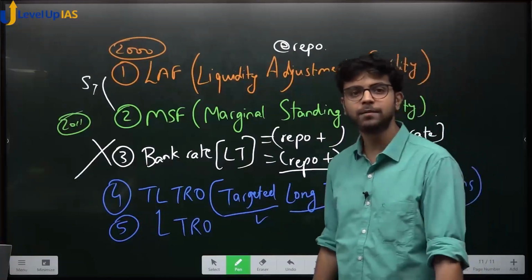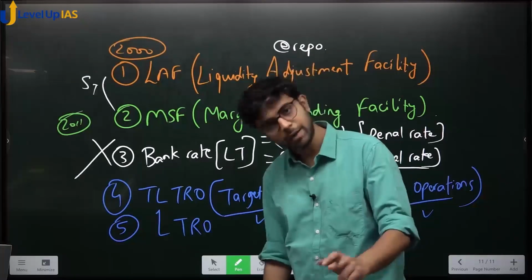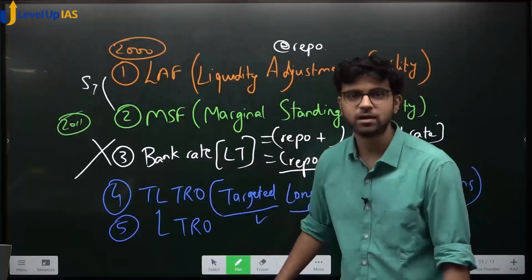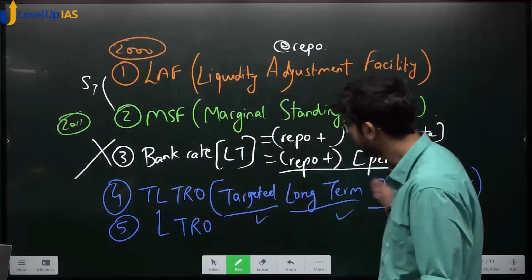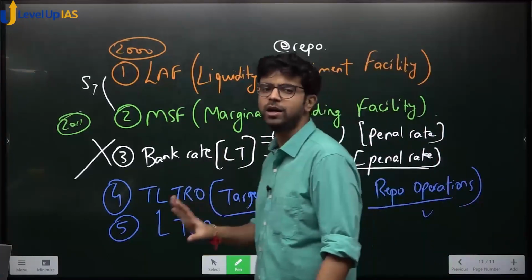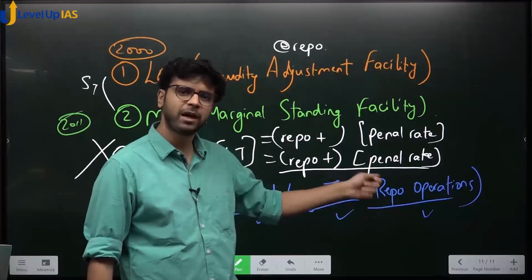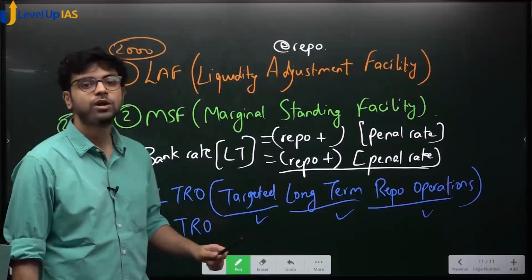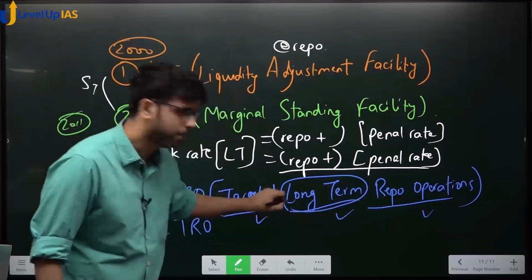So anyone can get funds from banks. Banks can come to RBI for long-term funds, and RBI will give under LTRO. If someone specific is coming, from the healthcare sector and so on, they will fall under TLTRO. These are long-term repo operations. Do you understand repo operations? Nothing but lending of money by RBI to commercial banks. But the difference between repo rate and LTRO is this: long term.